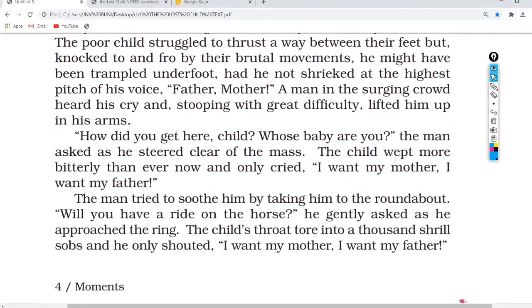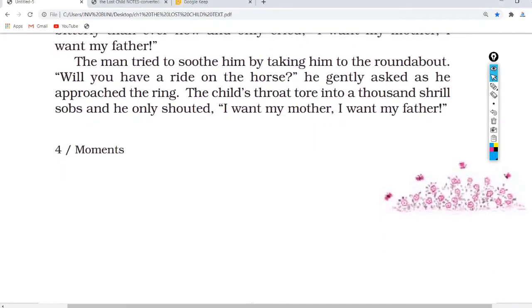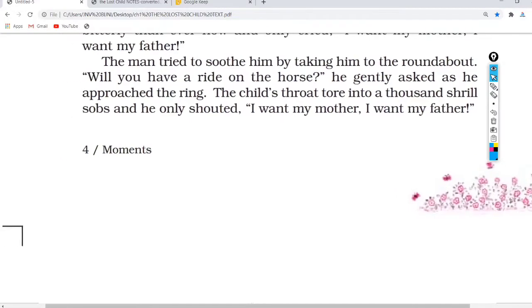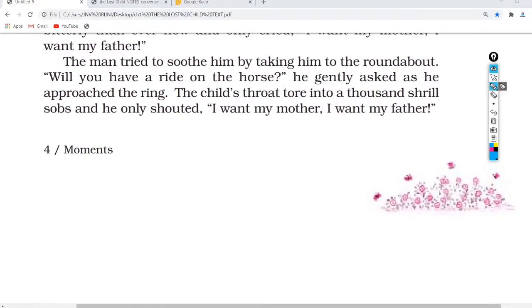As you have seen, now he is simply repeating, when the child was rescued by another very kind person, the same words: I want my father, I want my mother. The man tried to soothe him by taking him to the roundabout. "Will you have a ride on the horse?" he gently asked as he approached the ring, but the child's throat tore into a thousand shrill sobs, and he shouted, "I want my mother, I want my father."